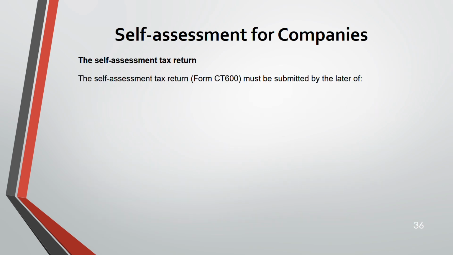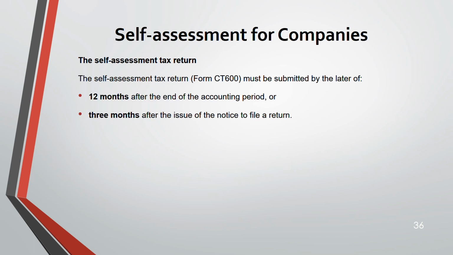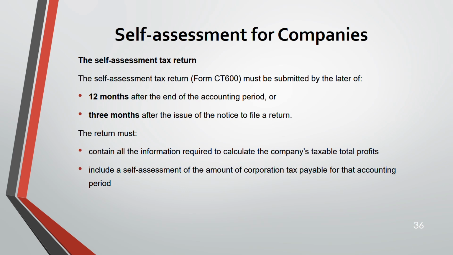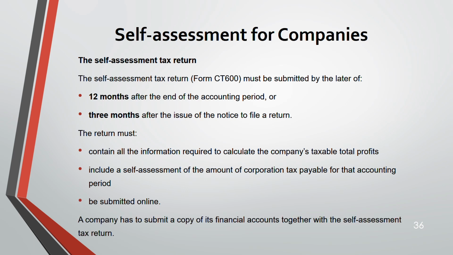Now, the form is CT600. You don't have to remember the form and all. Okay, the self-assessment tax return, the name of the form is CT600. This must be submitted by the later of 12 months after the end of the accounting period or 3 months after the issue of notice to file a return. The return must contain all the information to calculate the TTP of the company. It should include the amount of corporation tax payable. It should be submitted online.